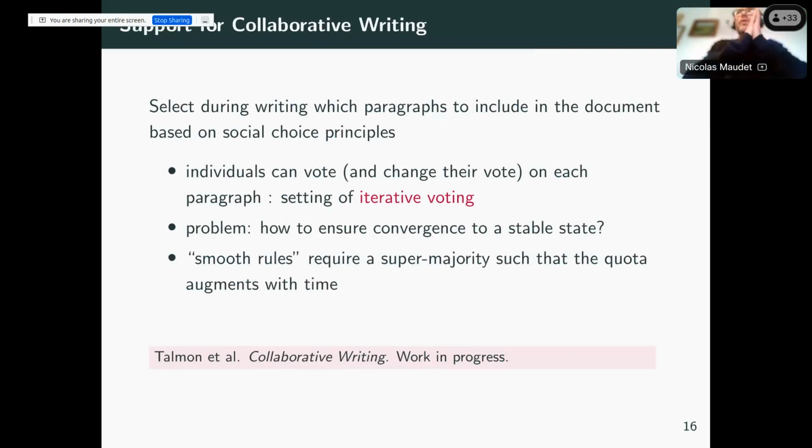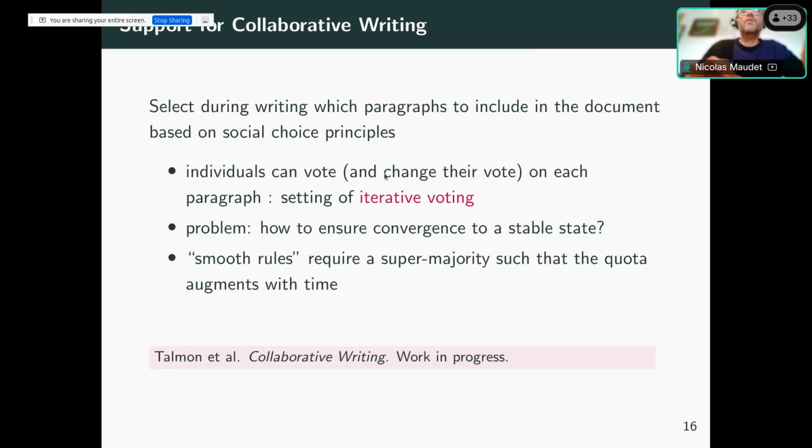So a couple of works that I found quite interesting. Recently, a colleague of ours, Nimrod Talman, visited, and he gave a seminar on collaborative writing. I guess also related to Dominic's talk, it tried to introduce a different way that social choice could be used as a principled way to organize collaborative writing.